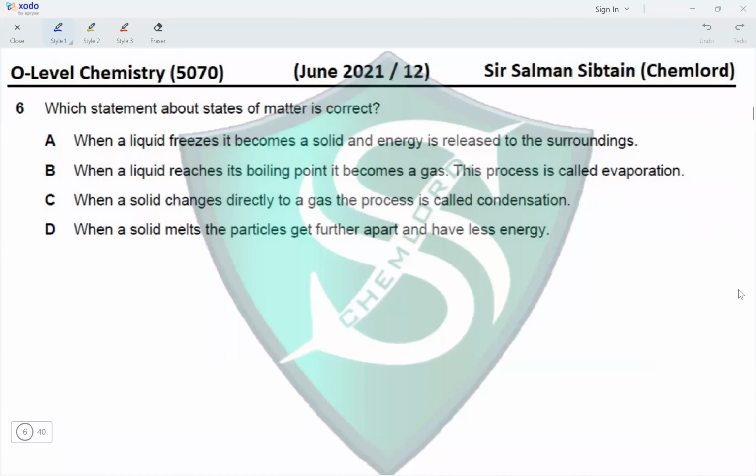Question 6. Which statement about states of matter is correct? A. When a liquid freezes, it becomes a solid, and energy is released to the surrounding. Yes, freezing gives off energy. This is correct. Next, B. When a liquid reaches its boiling point, it becomes a gas. Yes, this process is called evaporation. Wait, when a liquid reaches its boiling point, it turns to a gas. Yes, this process is called boiling, not evaporation. In evaporation, there is no change of temperature.